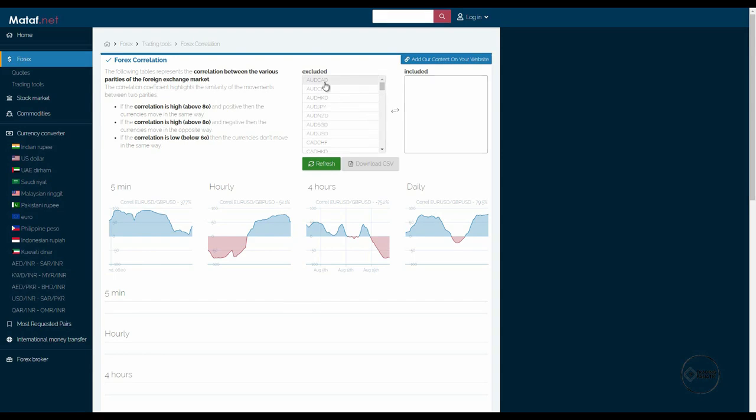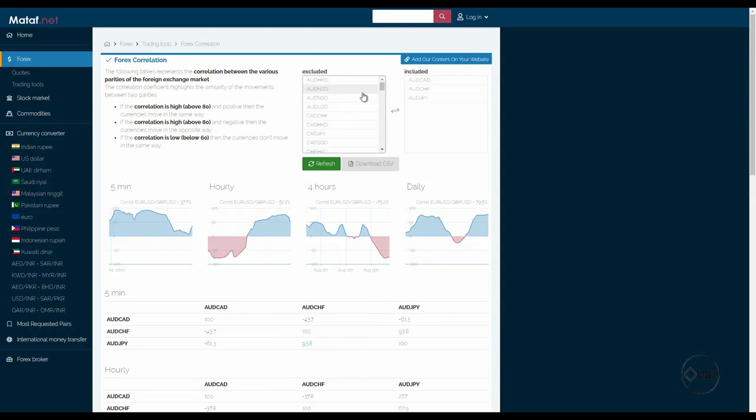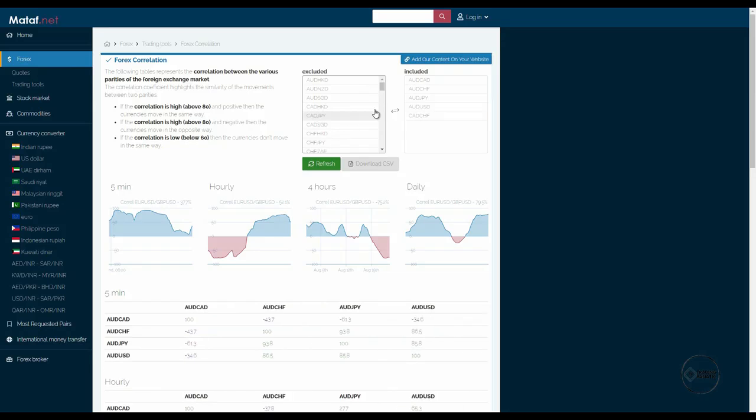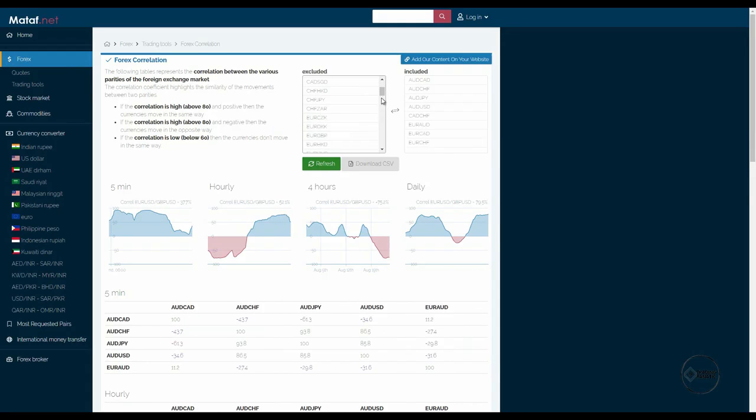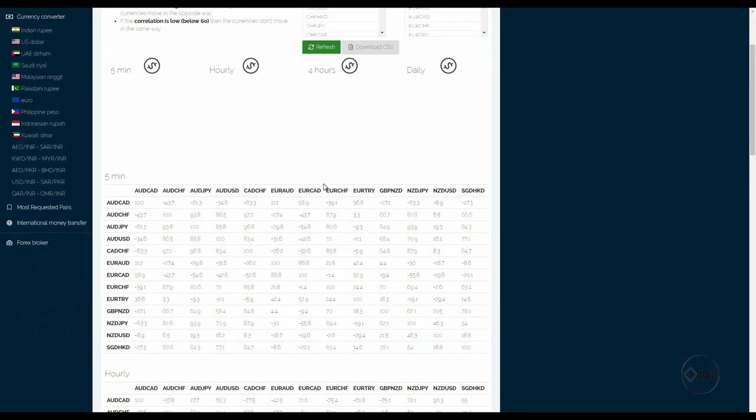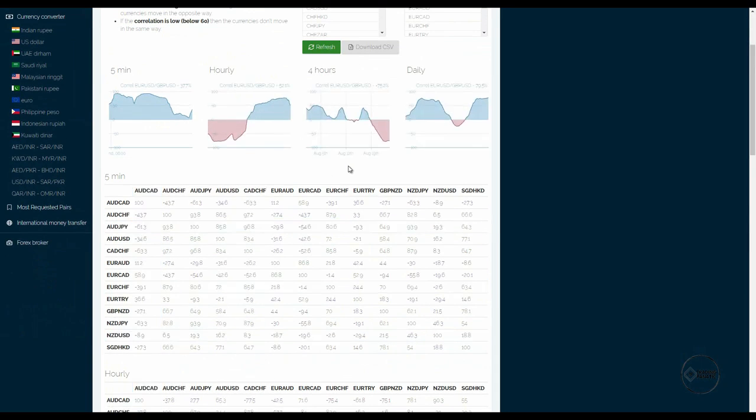So you start including Aussie CAD, Aussie Swiss franc, Aussie JPY, Aussie USD, CAD Swiss, let's say Euro Aussie, Euro CAD, Euro Swiss, Euro GBP. Okay, we had Euro GBP on FX Street. So Euro Turkish, GBP, NZD, for example. And yeah, you just have them all. So what will you do after this? You hit refresh, and those pairs should appear down below here.